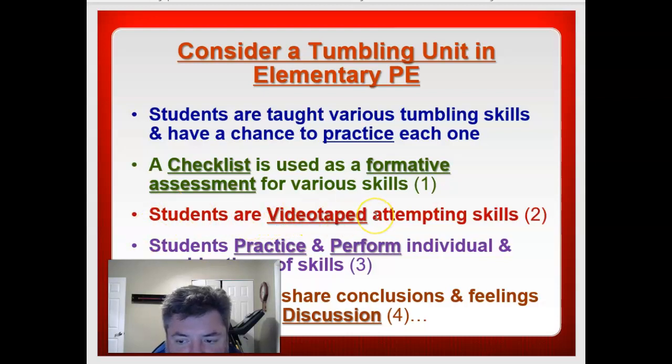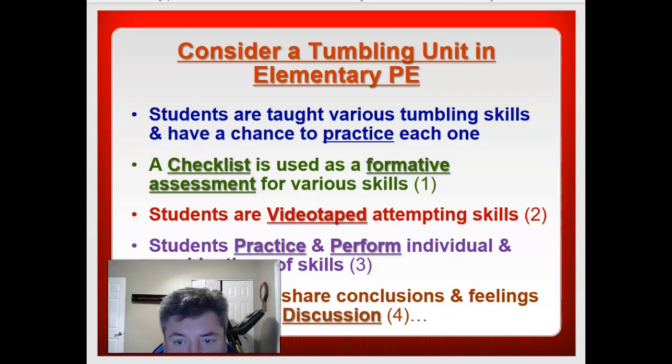Next, students are videotaped attempting skills. Students can watch their own video, use that checklist, and then do a self-observation to determine where they stand and what they can improve upon. You'll follow that up by allowing students to practice and perform individual skills first, and then putting some of these different skills together in combinations. Start with independent practice, then bring in some small group practice with both the teacher and possibly the peers providing some feedback. And finally, you'll have your students share conclusions and feelings about the tumbling unit in a journal or discussion.